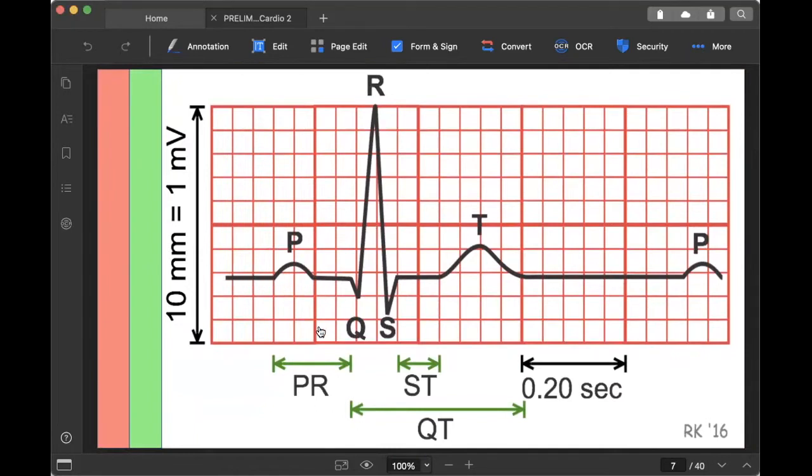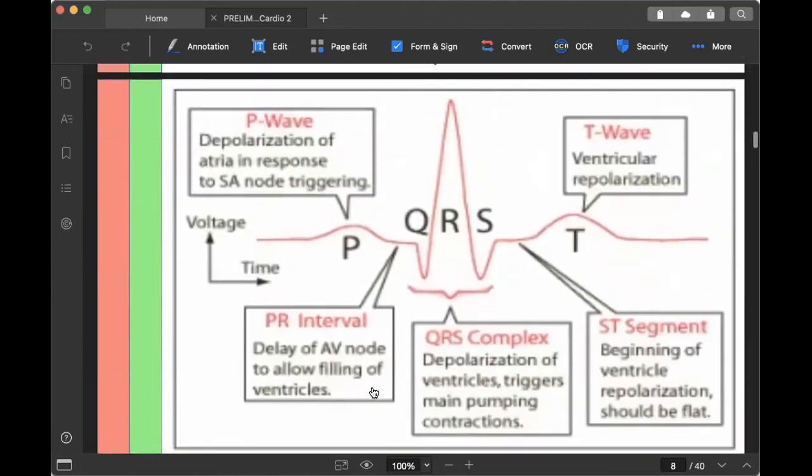Now how about the description of your PQRST? Let's move on here. The P wave is your depolarization of the atria in response to your SA node triggering. As you can see, there is an elevation on this part of your ECG. Now in between your P and the Q, that is your PR interval. It is actually the delay of the AV node to allow filling of the ventricles. We've learned that one from the previous session.